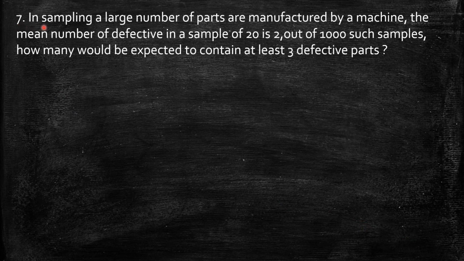Next, problem number 7. In sampling, a large number of parts are manufactured by a machine. The mean number of defectives in the sample of 20 is 2. Out of 1000 such samples, how many would be expected to contain at least 3 defective parts?